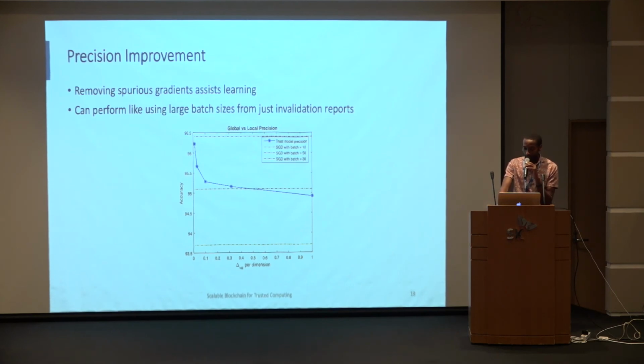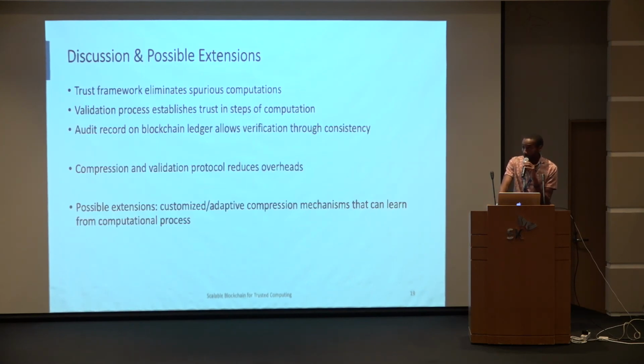And so in discussion and possible extension, we've shown that we have a trust framework which eliminates spurious computations, and also a validation process which helps to establish trust in steps of computation. We can also have an audit record which can be audited over a given period of time, and the compression and validation protocol reduces overhead.